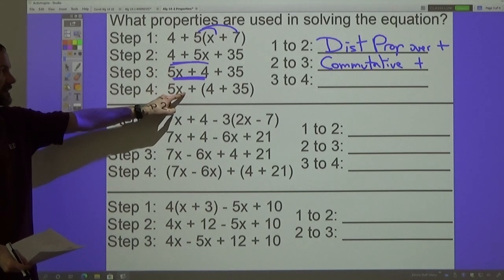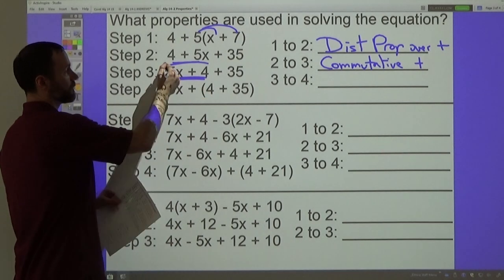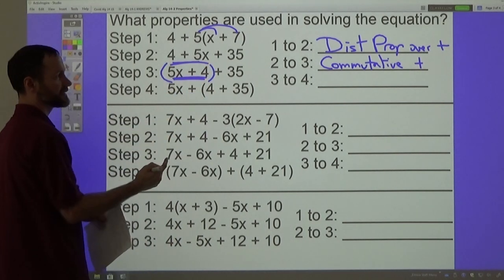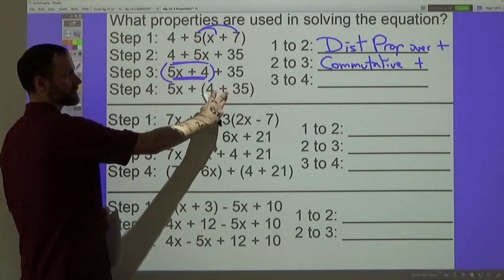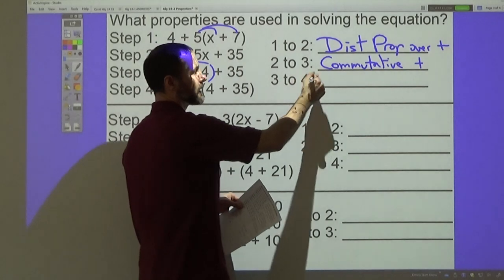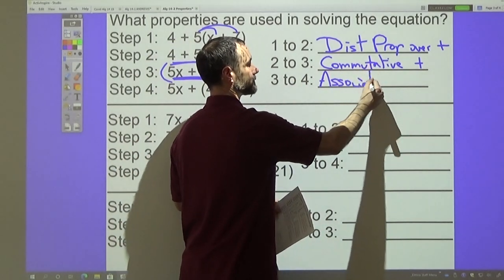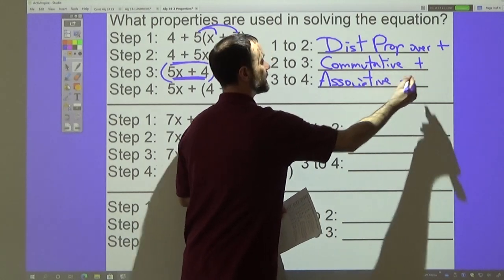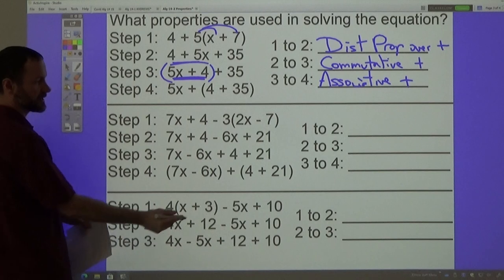How do you get from step 3 to step 4? Well, what are we doing here? There's really an invisible set of parentheses here. We were doing this first according to order of operations. Now we're doing this first, so we're switching the grouping. So this is the associative addition.